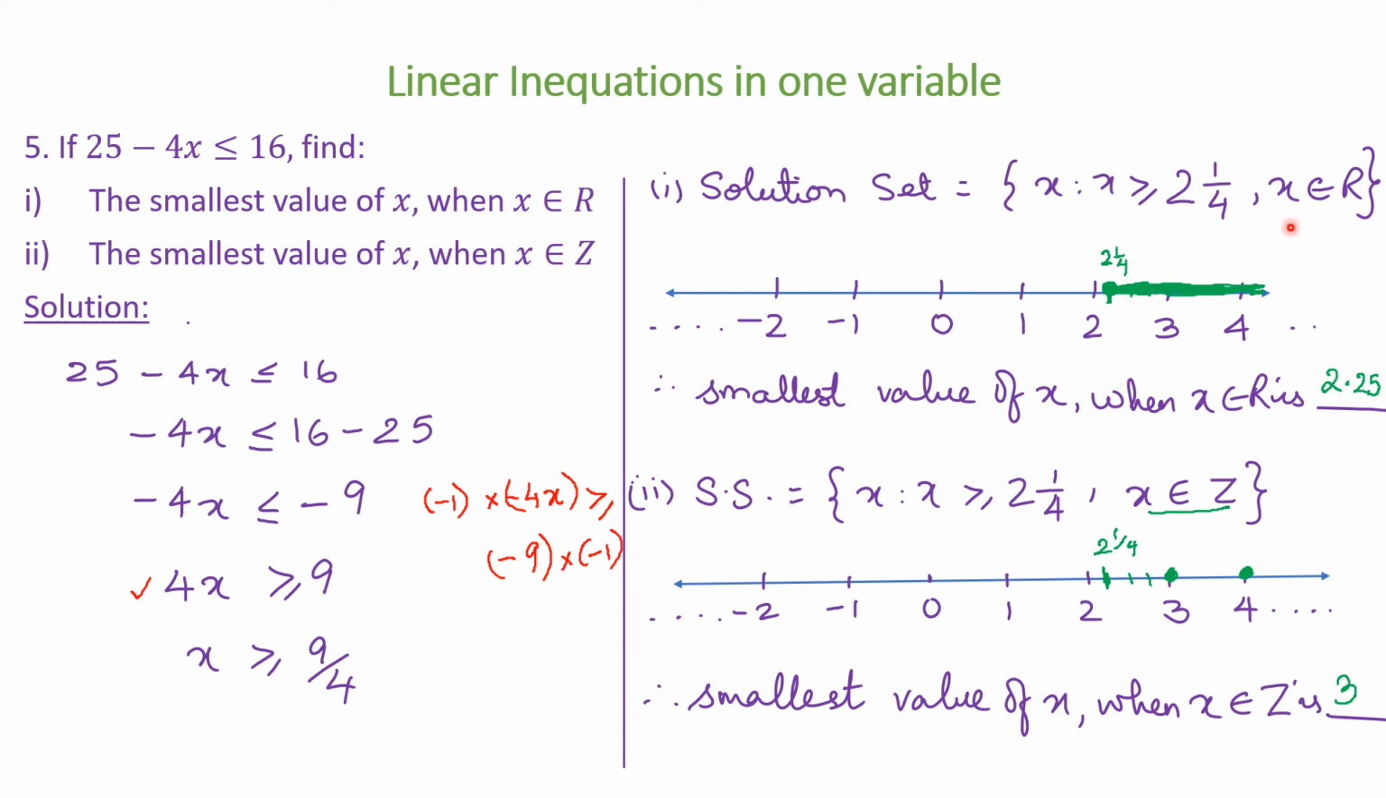Only because there is a change in the set from which you are taking the values of x. Here x belongs to R, and therefore because 2 1/4 is a part of R, your smallest value is going to be 2.25. But here, because x belongs to Z, 2 1/4 is not a part of the set of integers, and therefore the smallest value of x when x belongs to the set of integers is going to be 3.